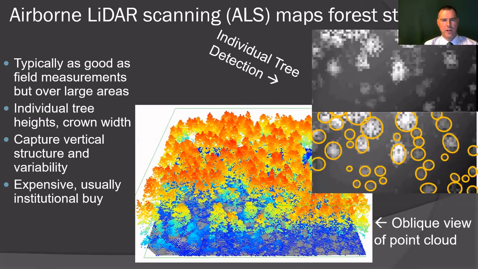Another critically important high-resolution remote sensing data source is airborne LiDAR scanning, or ALS. Similar to the segmentation and feature extraction approaches that can be done with high-resolution imagery, individual tree detection and area-based approaches enable characterization of forest structure, often with accuracy similar to what we can measure in the field, but over much larger areas.